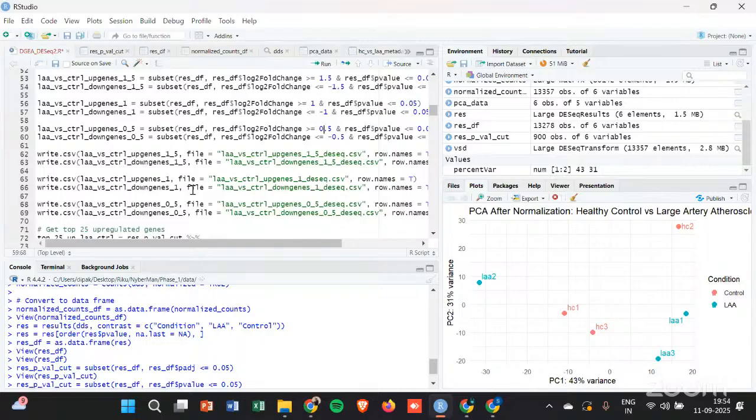As I said, as an example, if it's a rare condition and you have fewer samples, that automatically means less statistical power.